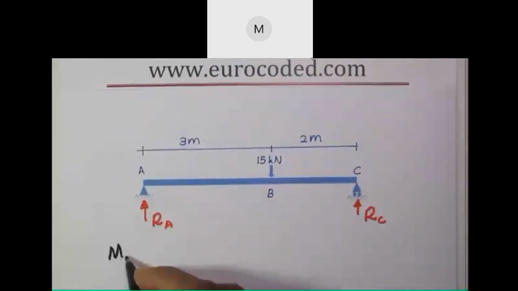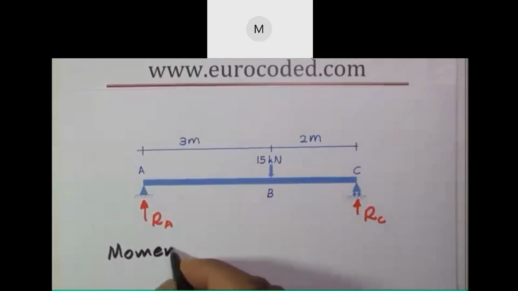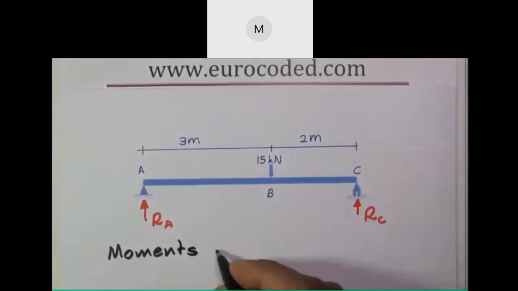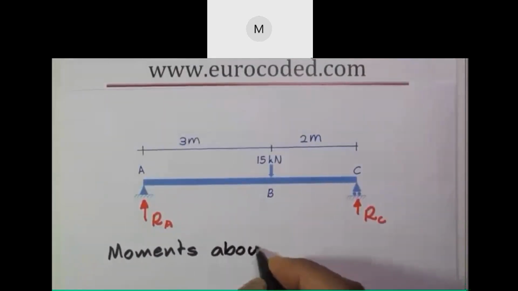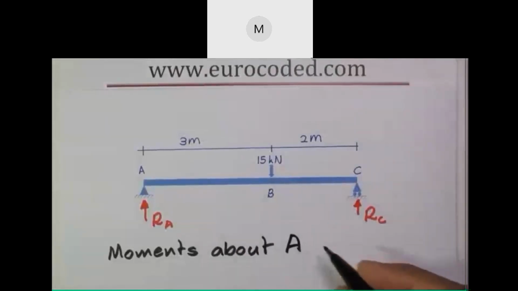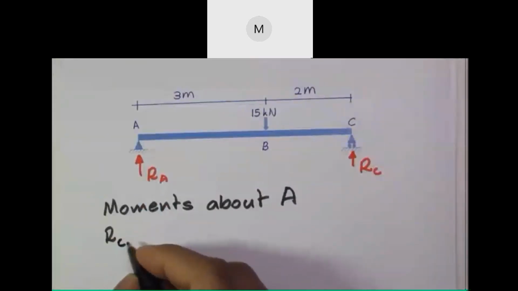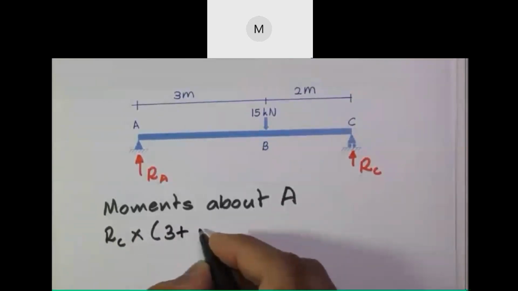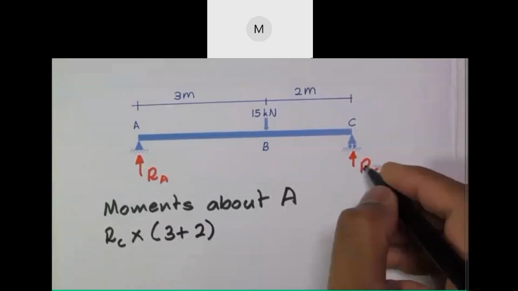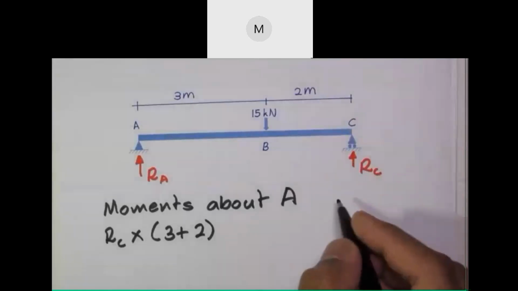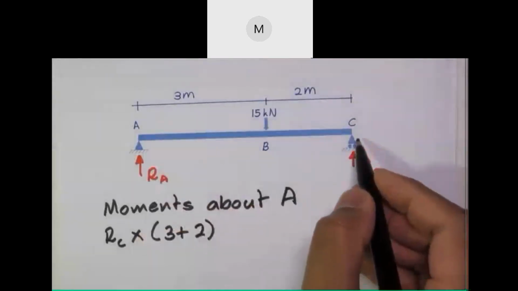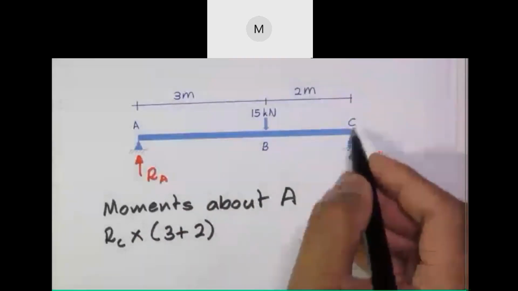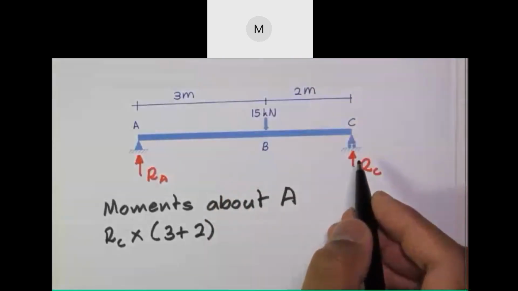So we can write moments about A are RC times 3 plus 2. RC is causing an anti-clockwise moment. As you can see, we would try to rotate this beam in this direction, anti-clockwise.